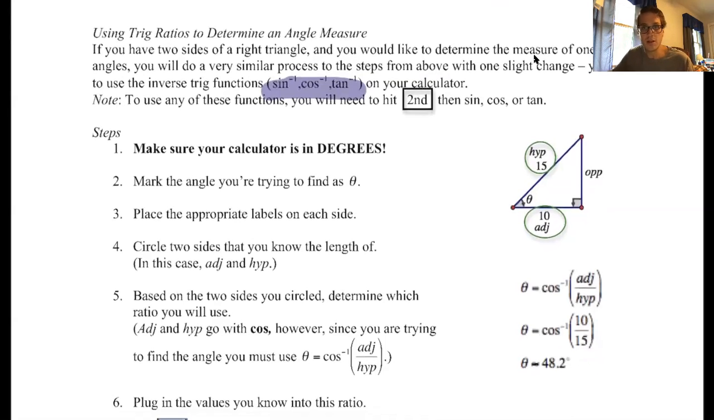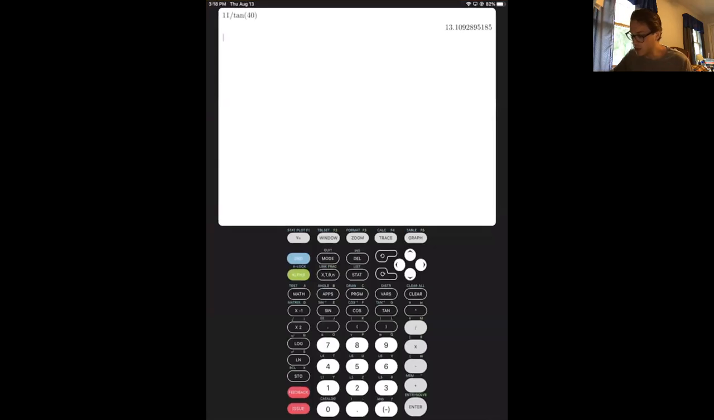So to use these functions, we're going to need to hit the second button and then hit sine, cosine, or tangent. So just to see what that looks like on the calculator, if you look at your calculator or even on mine here, over the sine, the cosine, and the tangent buttons, in blue it says sine to the -1, cosine to the -1, tangent to the -1, or sine inverse, cosine inverse, tangent inverse, which are the inverse trig functions. And recall, to get those functions on your calculator, you hit the second button first, and then you click the button, right?